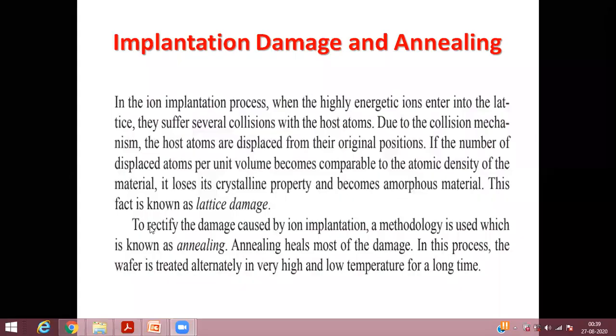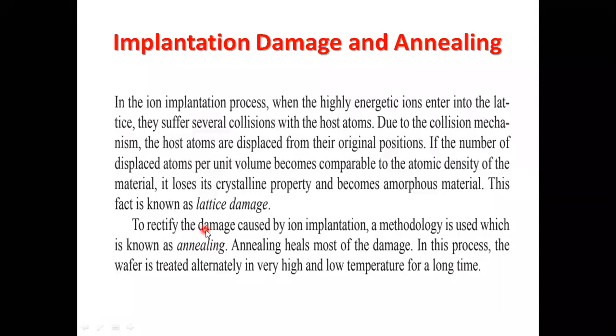Now, to rectify the damage caused by ion implantation, a methodology is used which is known as annealing. Annealing heals most of the damage. In this process, the wafer is treated alternately in very high and low temperatures for a long time.